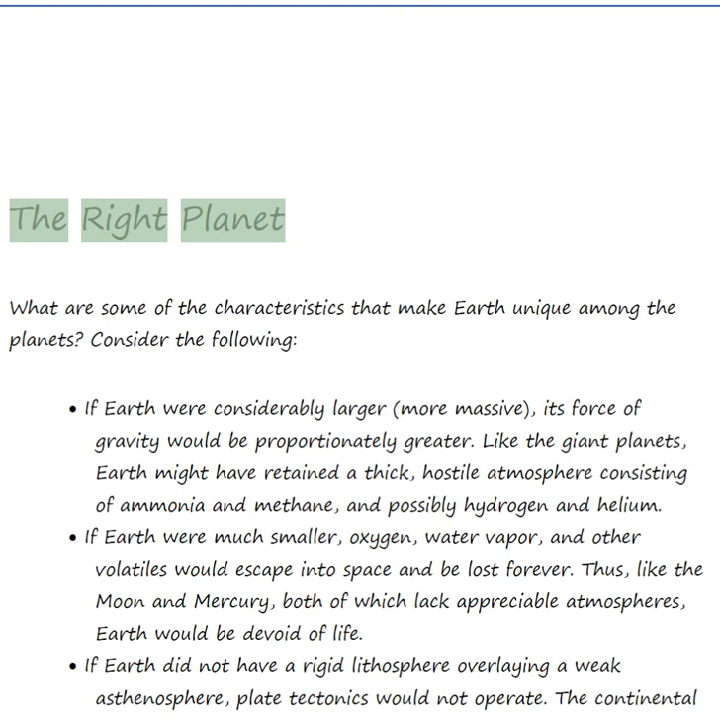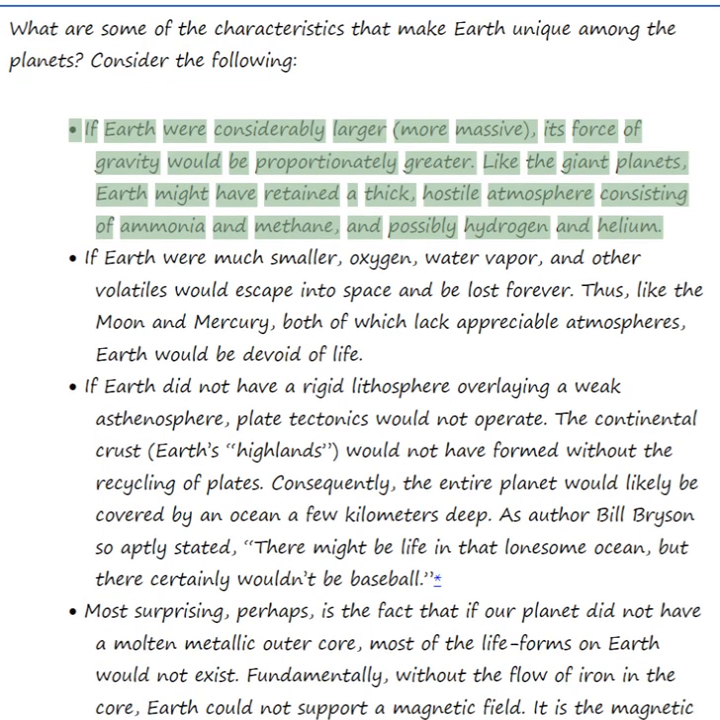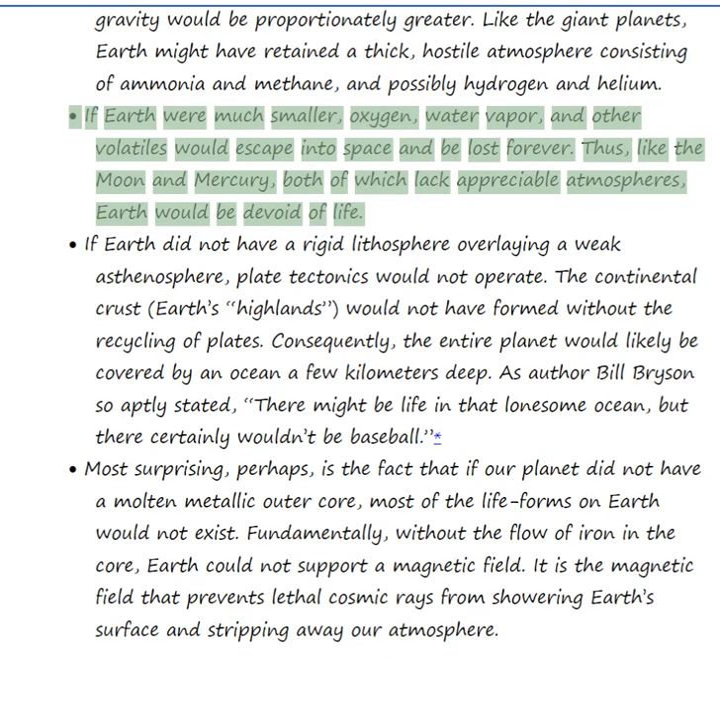The right planet. What are some of the characteristics that make Earth unique among the planets? Consider the following. If Earth were considerably larger, its force of gravity would be proportionately greater. Like the giant planets, Earth might have retained a thick, hostile atmosphere consisting of ammonia and methane, and possibly hydrogen and helium. If Earth were much smaller, oxygen, water vapor, and other volatiles would escape into space and be lost forever. Thus, like the Moon and Mercury, both of which lack appreciable atmospheres, Earth would be devoid of life.